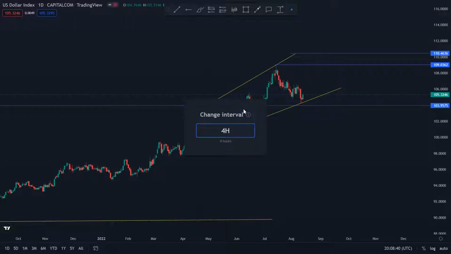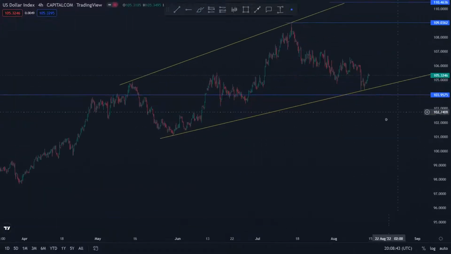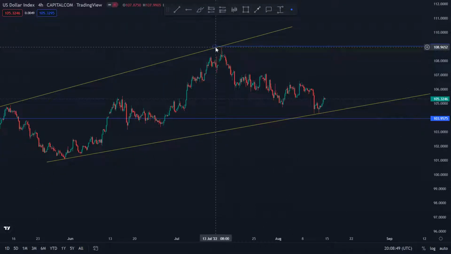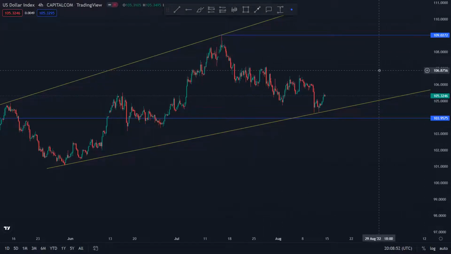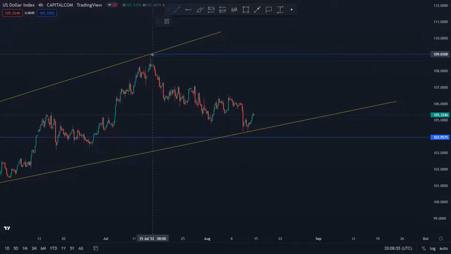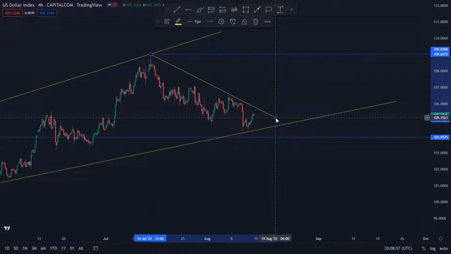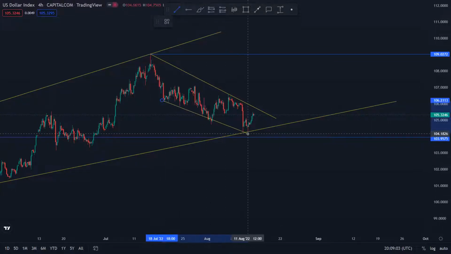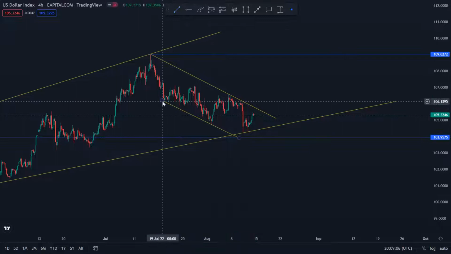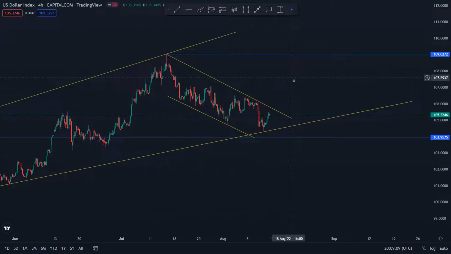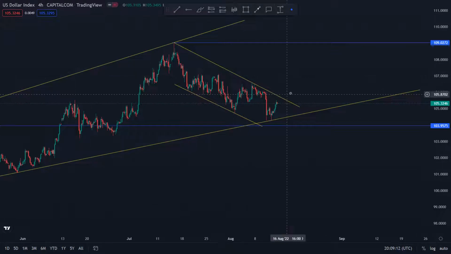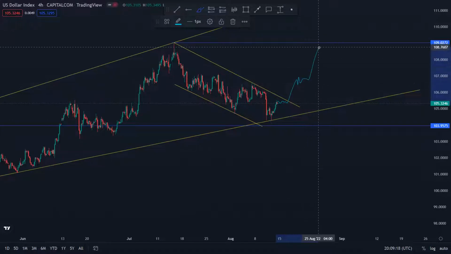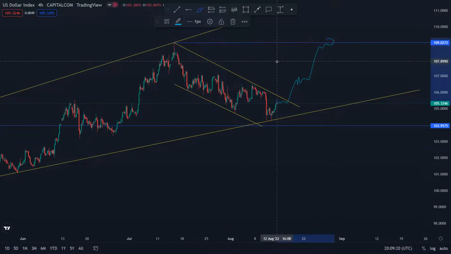Let's go to the 4H and quickly show you some things that we'll be looking for. So let's remove this horizontal line here and keep this line for now. When we come to this session, we can draw in our nice structure here. This and this here. So this is what is happening now. We are looking for more continuation flag for price to move towards these levels here. This is what we are looking for to happen.